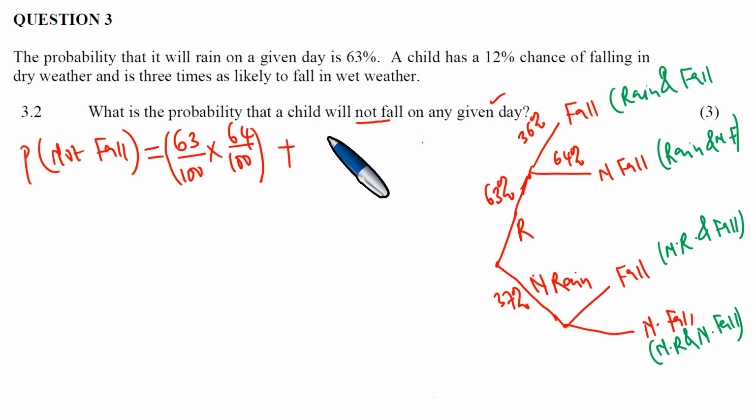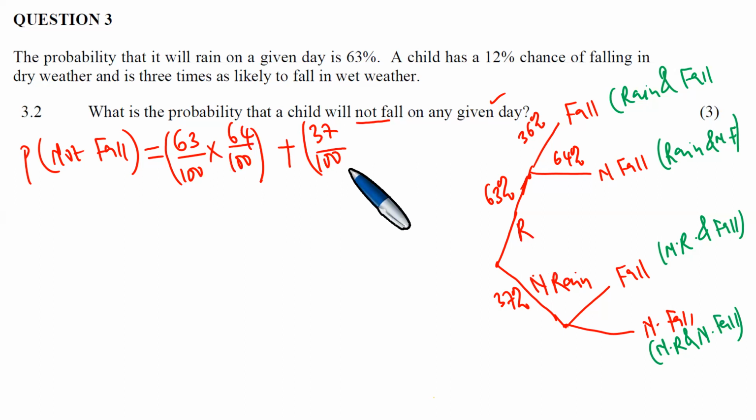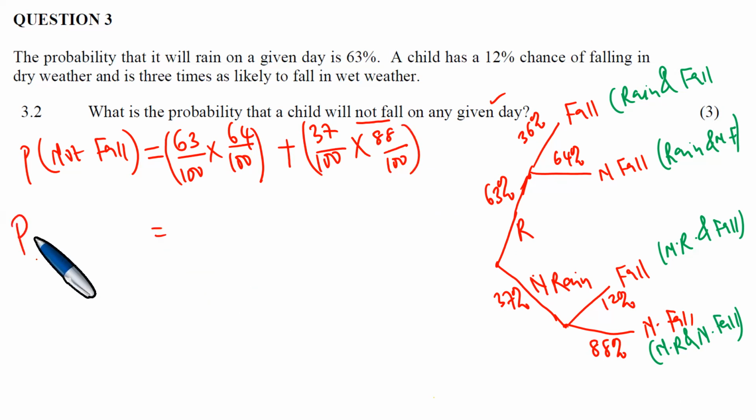Or we put a plus. Either it rains or it does not rain. If it does not rain, what is the probability that it does not rain on a given day? It's 37%. 37 divided by 100. Right? So we also have a situation where the child does not fall. Okay? It does not rain, but the child also doesn't fall. Right? Obviously, we did this one here. It was 12% and 88%, respectively. So does not fall is like 88%. 88 over 100. The probability that the child does not fall.